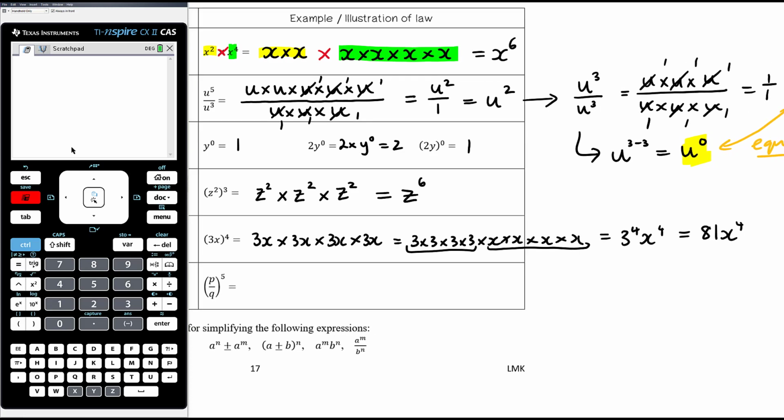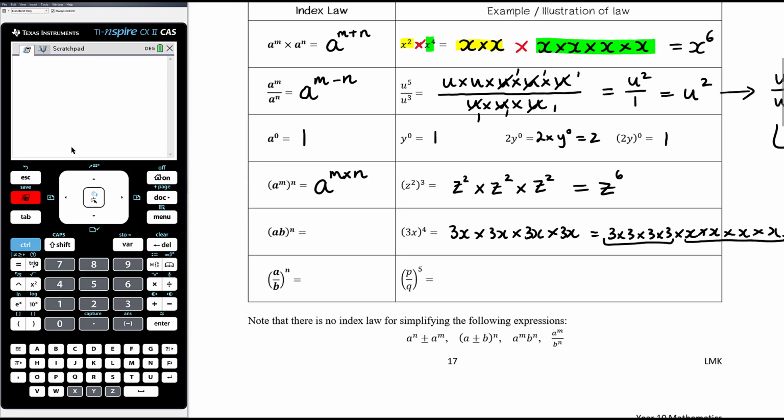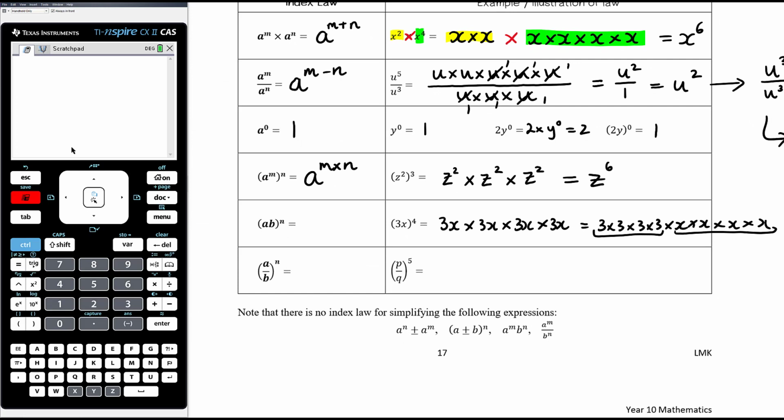Okay, so we just realised that 3x all to the power of 4 is the same as 3 to the power of 4 times x to the power of 4, which tidies up to 81x to the 4, but we're more interested in the general rule. So if we have a times b to the power of n, we just have a to the power of n times b to the power of n.